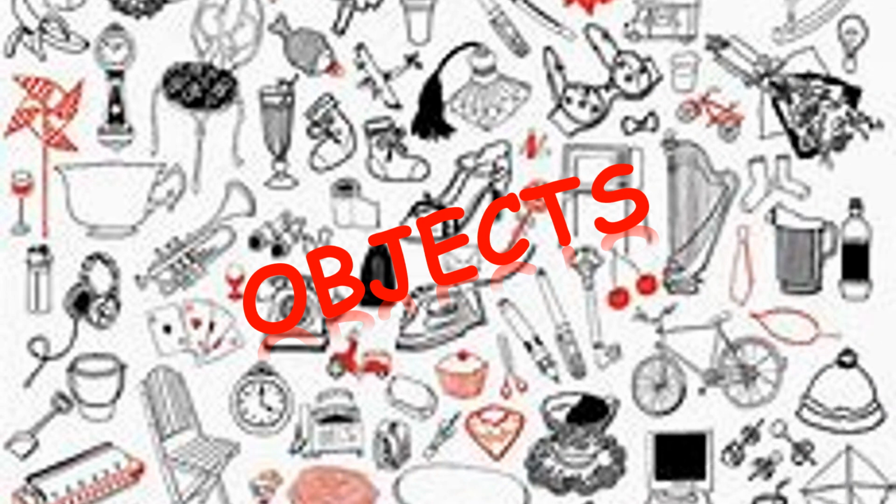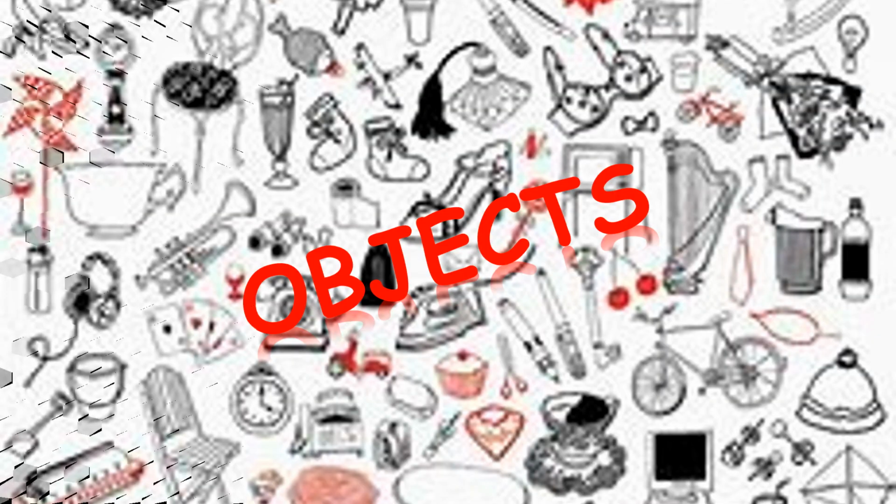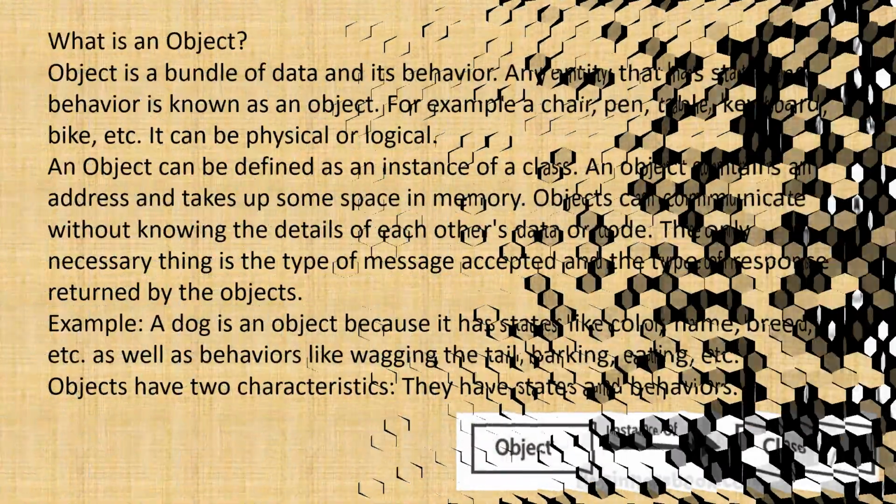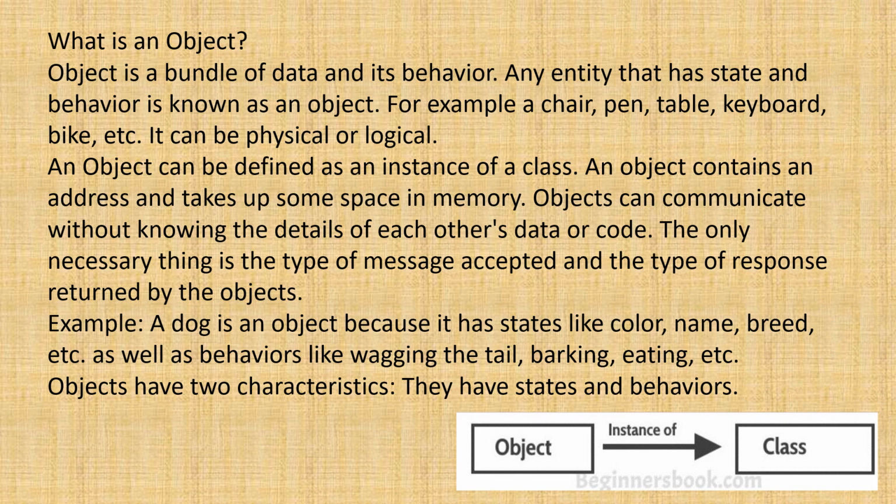Objects. What is an object? An object is a bundle of data and its behavior. Any entity that has state and behavior is known as an object. For example, a chair, pen, table, keyboard, bike, etc. It can be physical or logical.